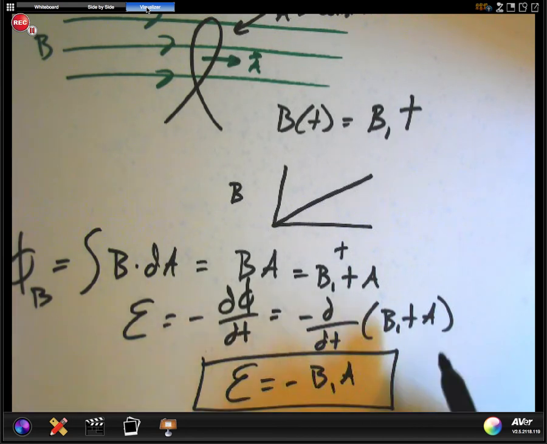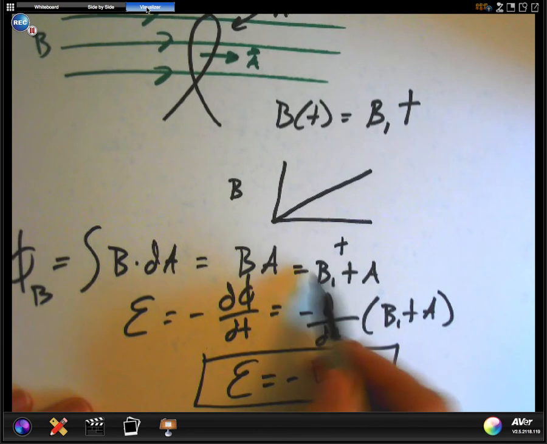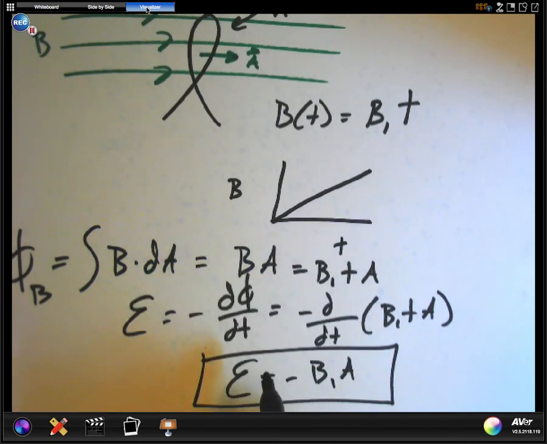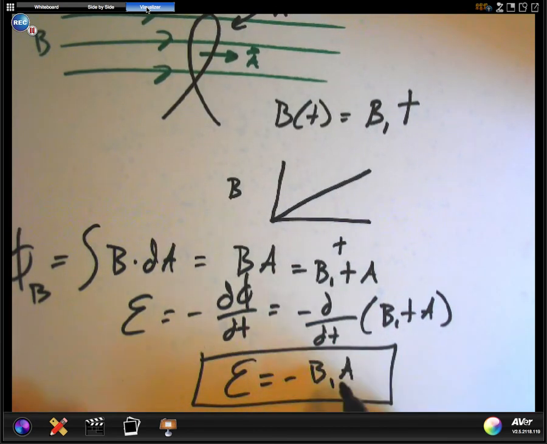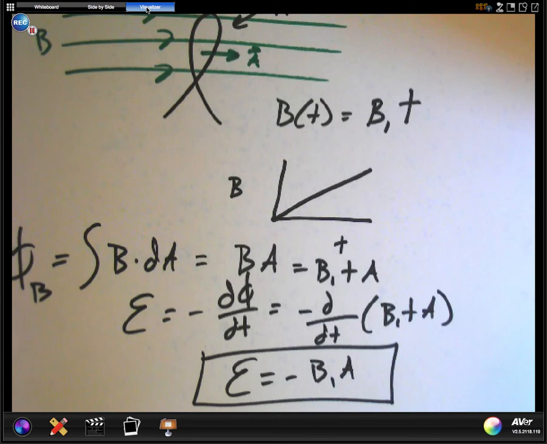Now, if we want to play with the units, we can do that in a couple minutes. But this constant B1 couldn't be in Teslas, right? Because in this particular case, it would have to be Tesla-seconds in order to do that. But we've got a nice simple EMF here. So if we knew what the constant B1 is and we know what A is, that'll tell us the EMF produced in that particular loop.